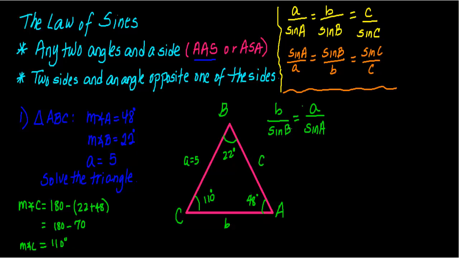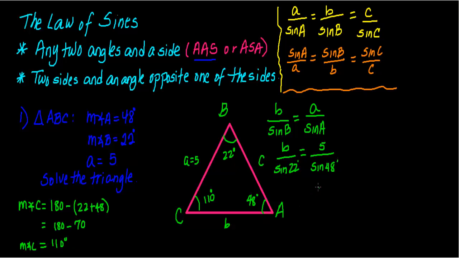Okay, so this is the equation I'm going to use, and now I'm going to fill in the information in this equation. So B, I don't have, that's what I'm looking for, so I leave as B. Sine of B, I can write sine of angle B, which is 22. And that equals A. A is 5, so 5 over sine of A, which is the sine of angle A, which is the sine of 48.